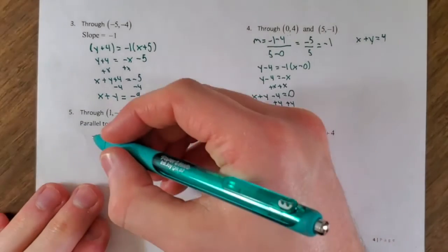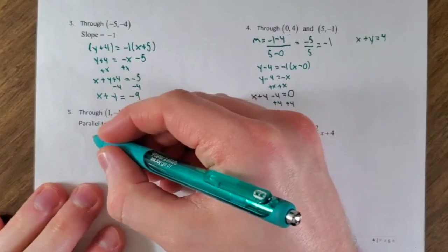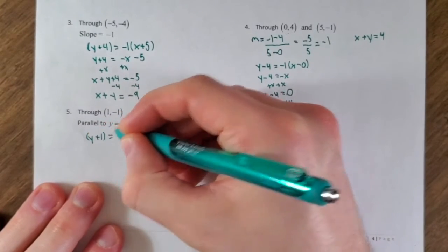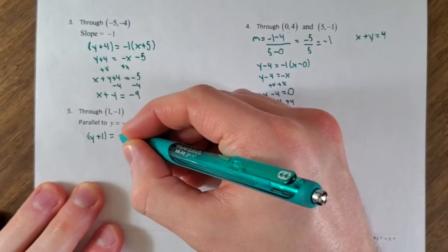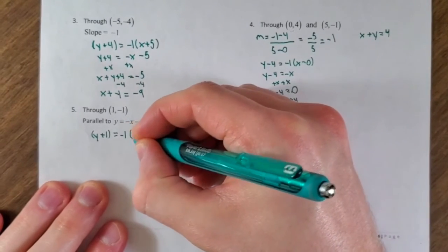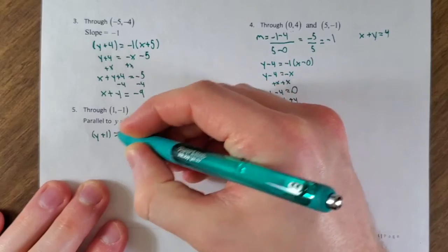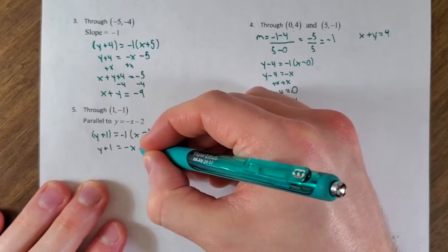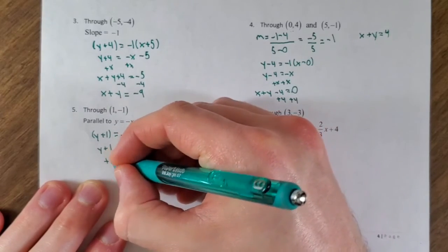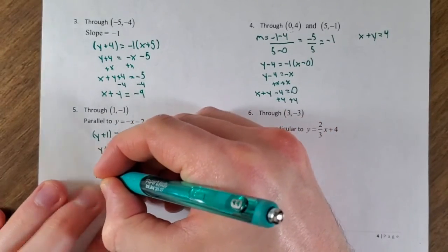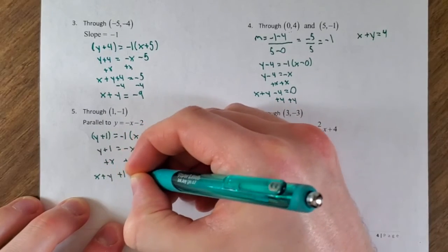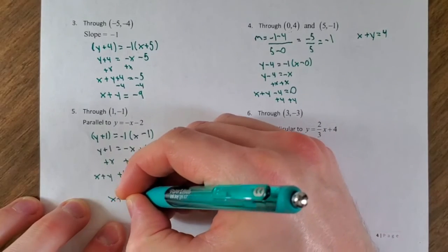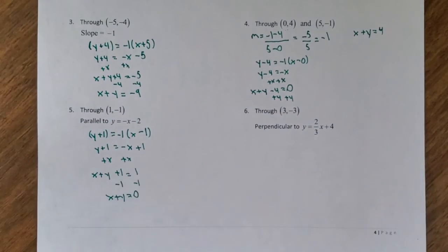Okay, so for 5, we can take our point slope form again, where we're going to have y minus negative 1 or y plus 1. And we're just going to take that same slope since we know they're parallel. So we have a slope of negative 1 times x minus 1 here. Now let's just work our way through. We'll distribute that negative 1. And let's add that x to both sides. And we get x plus y is equal to 0 here.